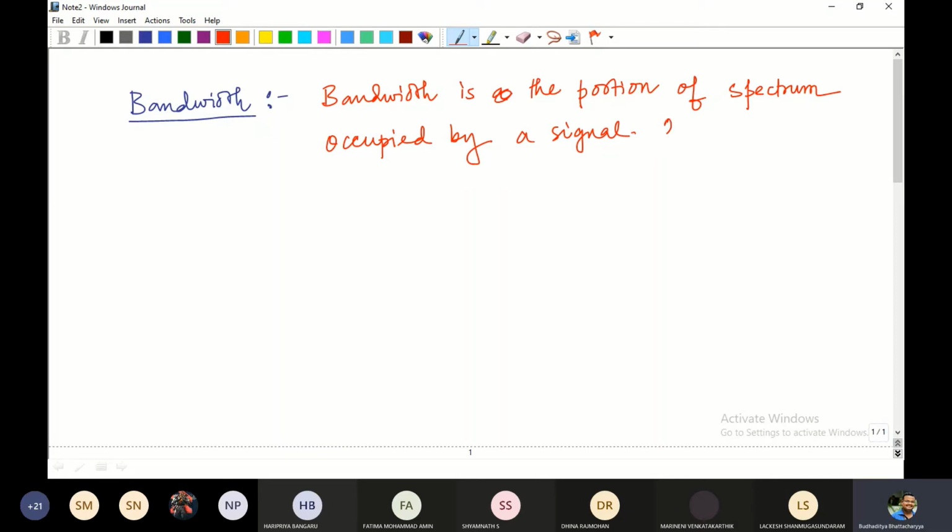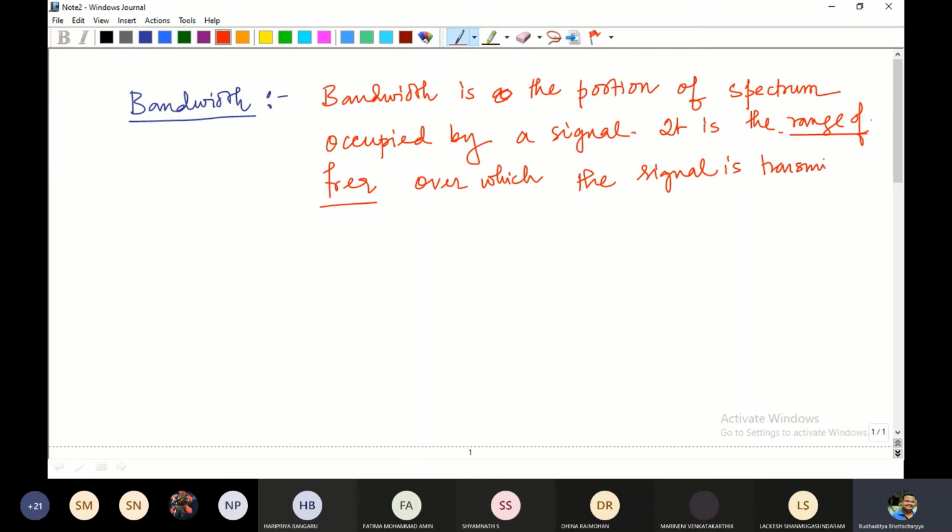So it is the range of frequency. Please make a note of this: range of frequency over which the signal is transmitted. I'll explain with the diagram. Now, what exactly is meant by it? Let's draw a diagram. So very simply, one example is here. Suppose this is my frequency axis. Hopefully all of you are aware of the graph and the x and the y axis.